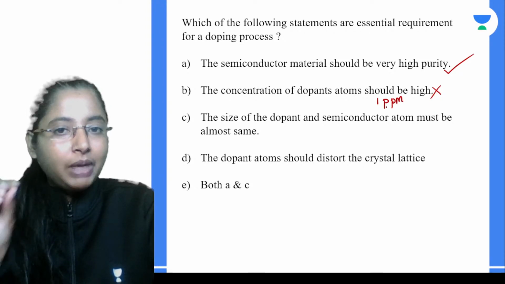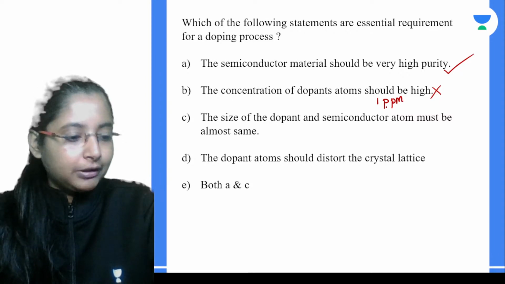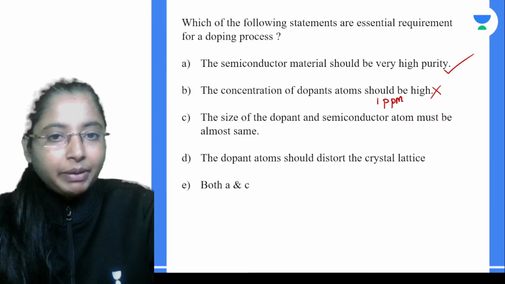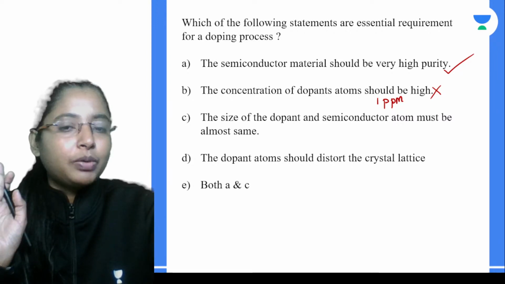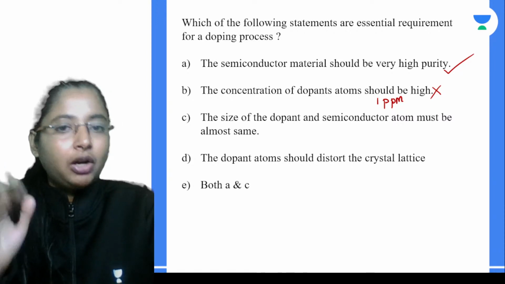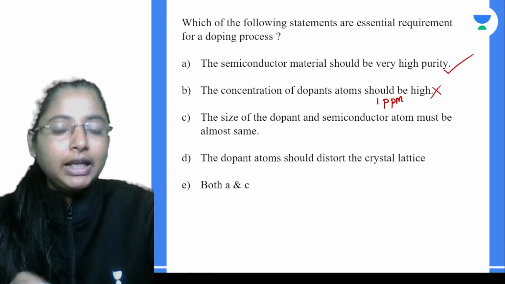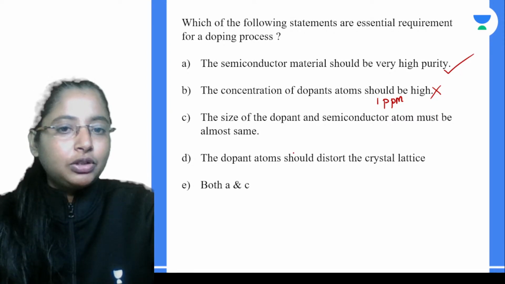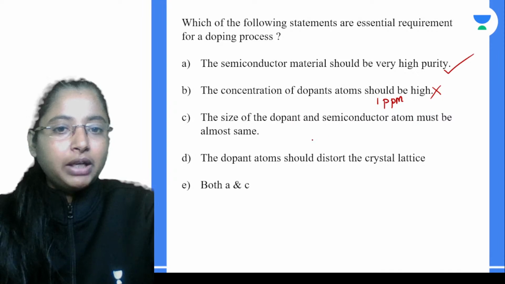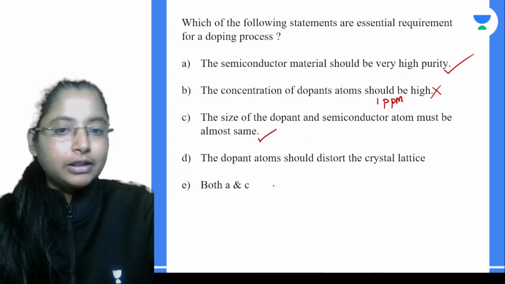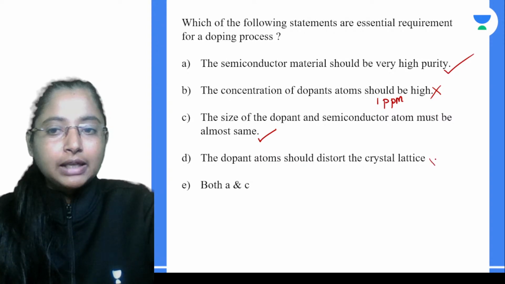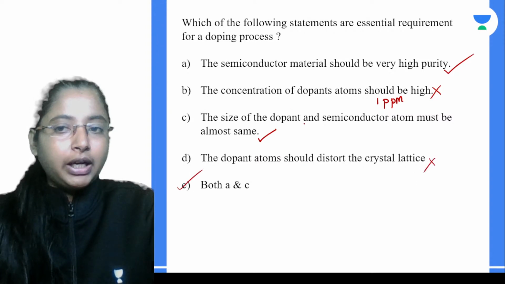That is, if you take a million parts of silicon semiconductor or germanium semiconductor, you can add 1 part of some impurity. That could be aluminum, that could be boron, any impurity, but you can add just 1 part. So this is wrong. The size of dopant and semiconductor atom must be the same size. Yes, because it shouldn't distort the crystal lattice. The dopant atom should distort the crystal lattice. This is not true. So both A and C are correct.